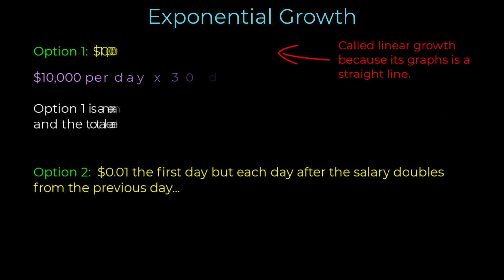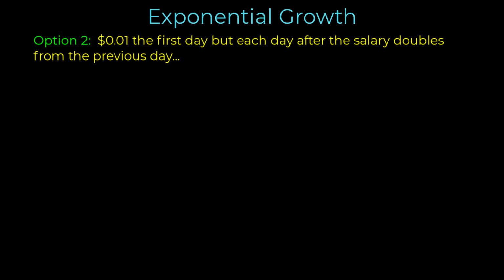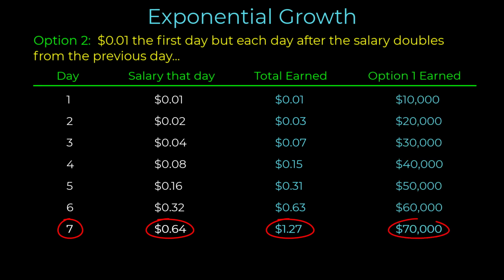The calculation of the second pay option is more difficult. Let's make a chart and do the calculation by hand for the first 7 days, at least. I'll put a column for the number of days, the salary for that day, and the total salary earned to date. On the 7th day, we will have earned 64 cents, and that, together with the total amount of money we earned for the first 6 days, would equal $1.27. If you choose this option, you are quite far behind the $70,000 you would have earned from option 1.